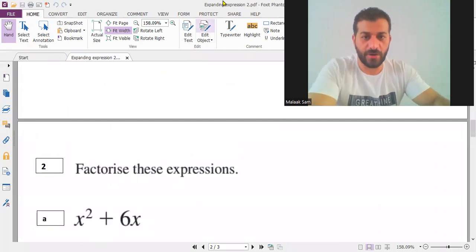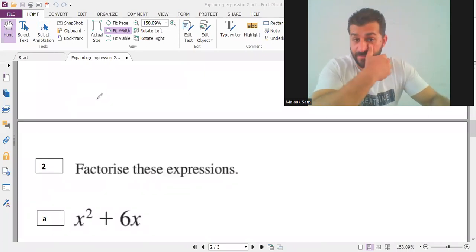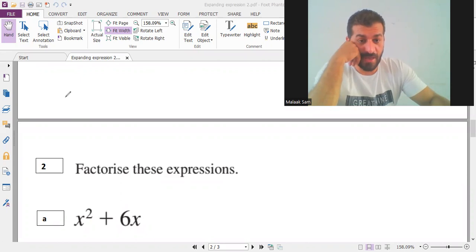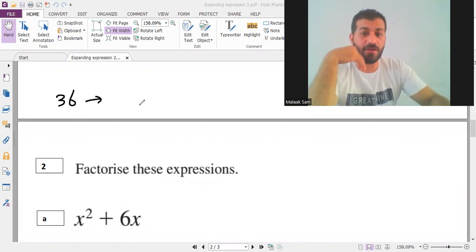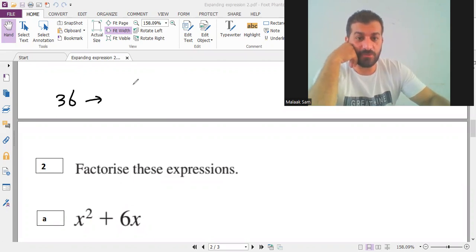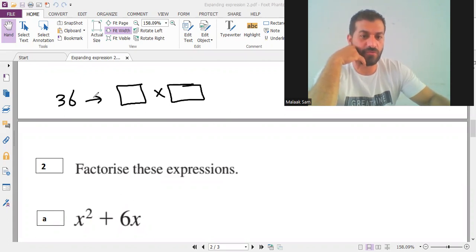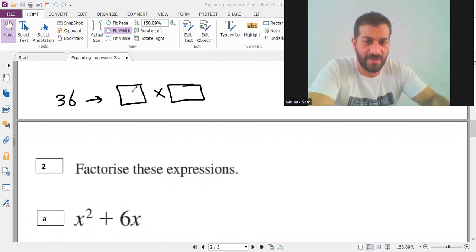How can we factorize? And the meaning of factorizing in general. If I have something like 36, what is the meaning of factorizing 36? To write 36 as a product of two numbers or three numbers, stuff like that. So we can factorize 36 as 9 times 4. And 9 is called a factor.